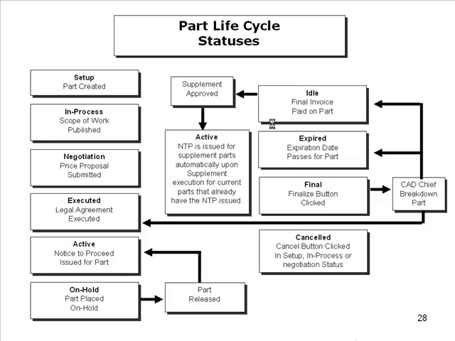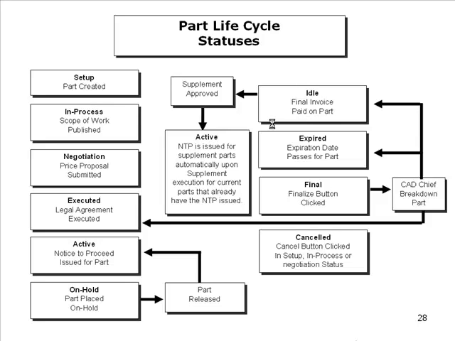Once the scope of work is published, the status will change to in process. Once the price proposals are submitted, the status will change to negotiation. Once the legal agreement has been executed, the status will change to executed. Once the notice to proceed is issued for a part, the part status will change to active. It can also be changed to on hold if the part is placed on hold. Once that on hold is released, the status would change back to active.